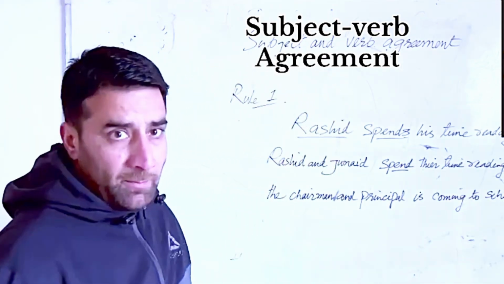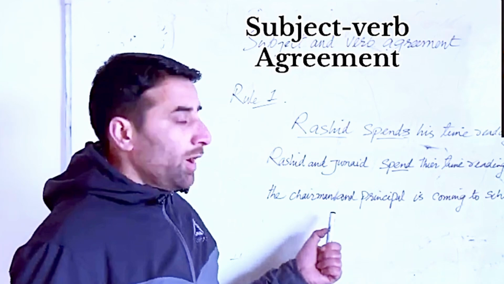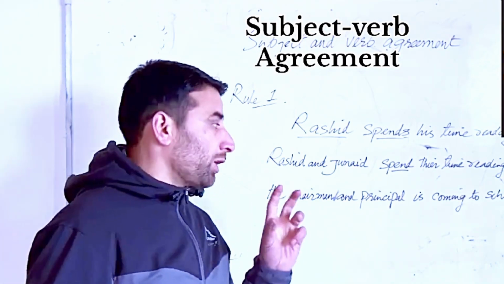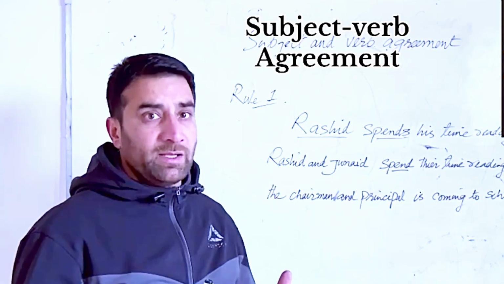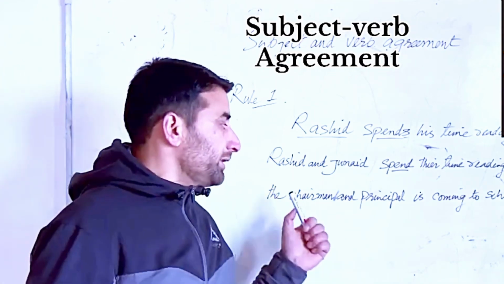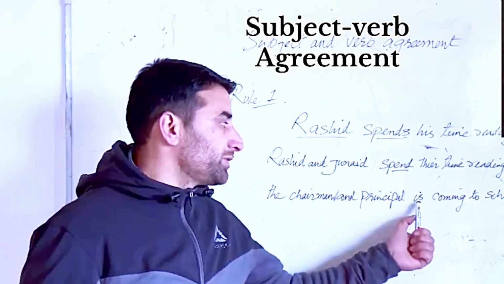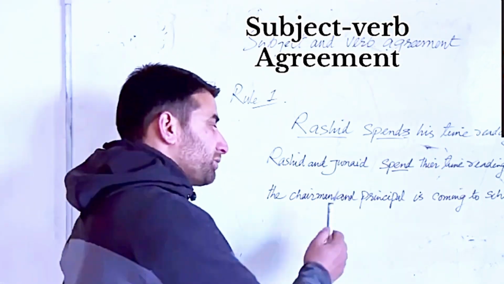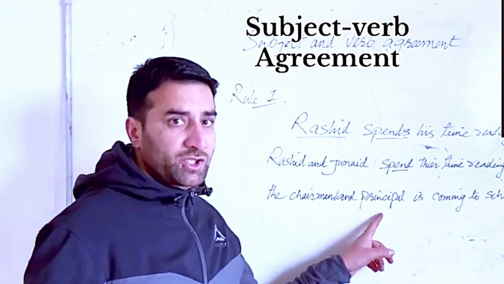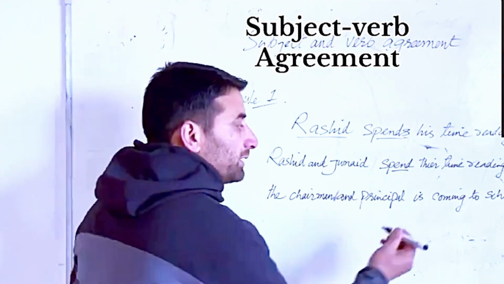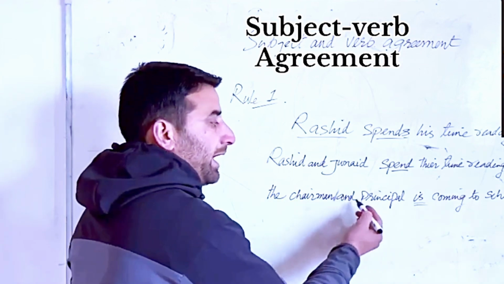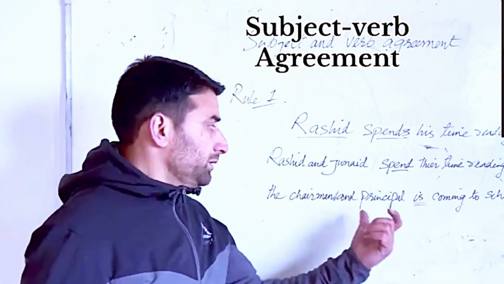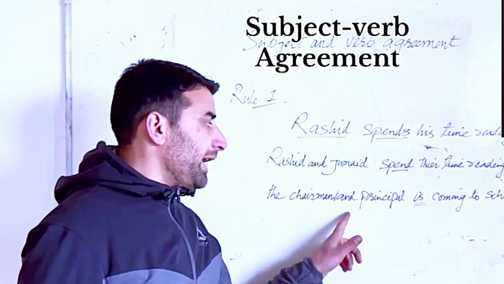So dear students, it is an important exception when you are talking about one person and he is having some sort of two designations or two responsibilities, but the person is only one. We take that subject as singular and the verb is singular, like the chairman and principal. So the person is only one. He is also chairman of the school, he is also principal of the school, but the person is only one. So the verb here is singular. The chairman and principal is coming to school. Sometimes they can be two persons, then it will be the chairman and the principal.